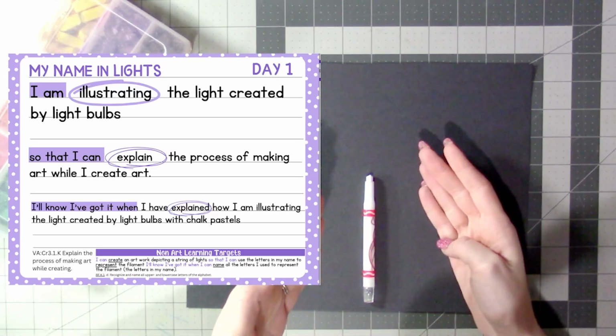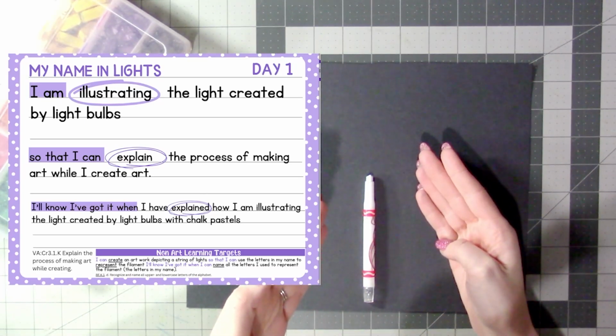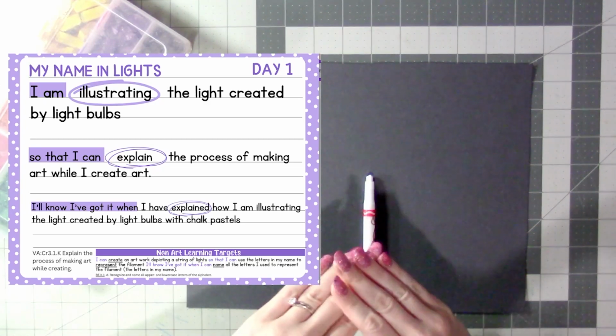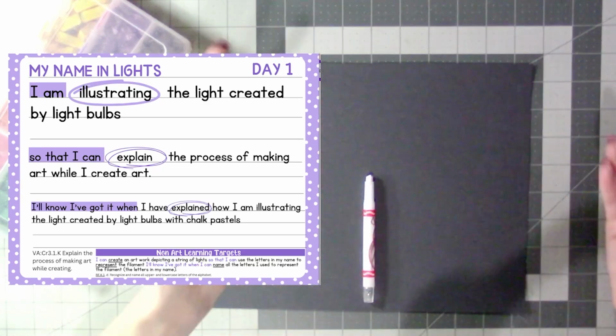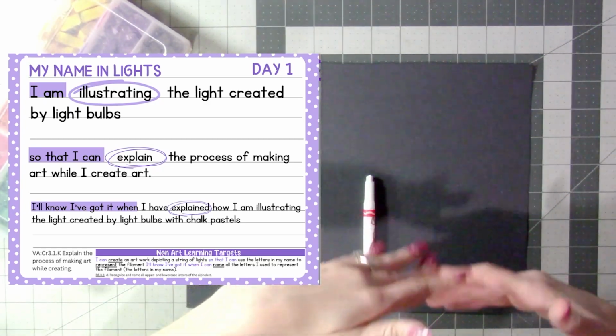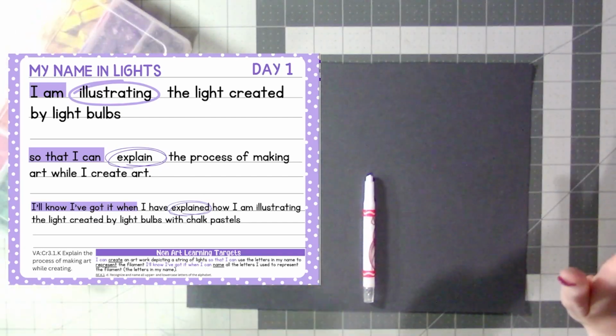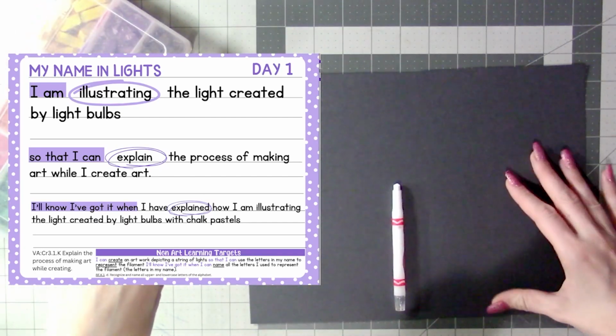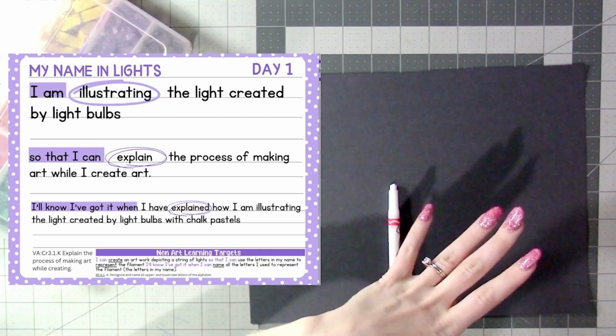What does illustrating mean? If somebody is a book illustrator, what's their job? Yeah, they draw the pictures for the book. So if you're illustrating, that means that you're going to make a picture of something.